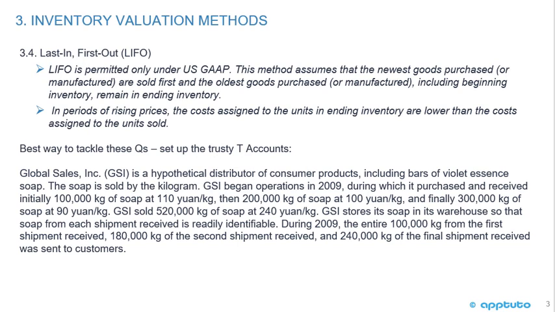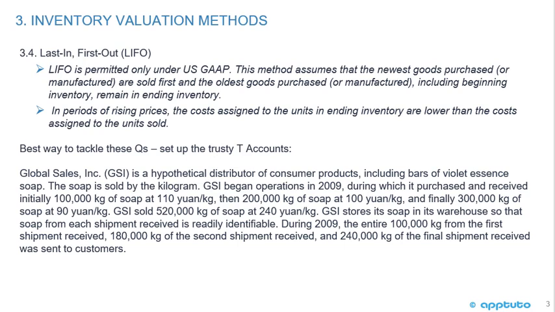So as I mentioned here, the best way to tackle these questions is to set up the T accounts. There's an example in the textbook in the blue box, and we're going to look at that put into T accounts. Global Sales Inc. is a hypothetical distributor of consumer products, including bars of Violet Essence soap. The soap is sold by the kilogram.